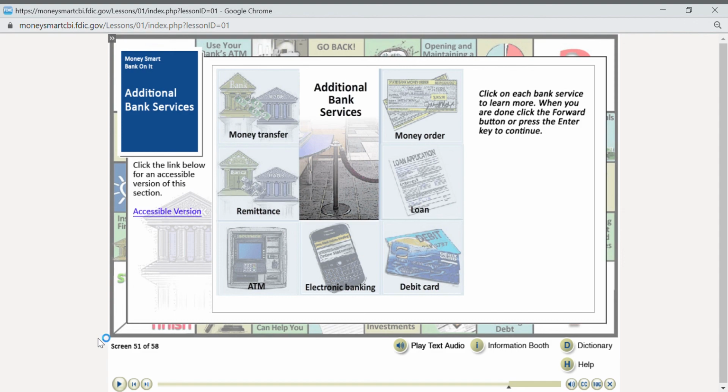Money order. A money order is similar to a check. It is used to pay bills or make purchases when cash is not accepted. Many businesses sell money orders for a fee. If you need to use a money order, it is best to shop around for the best price.